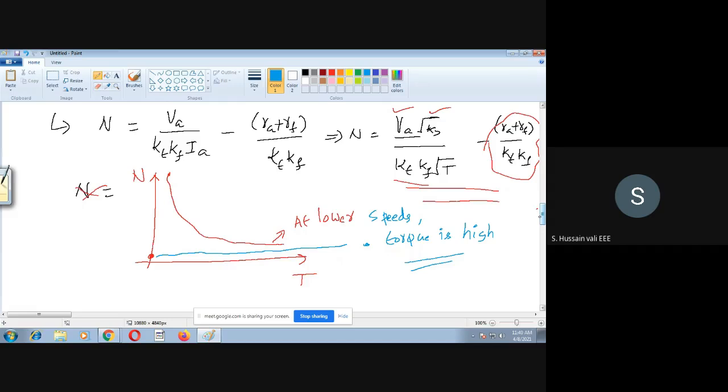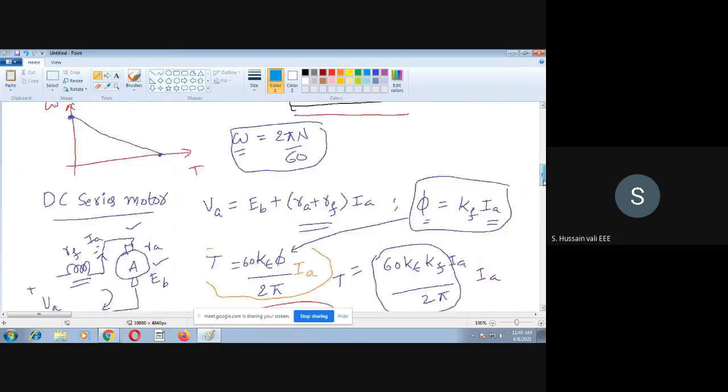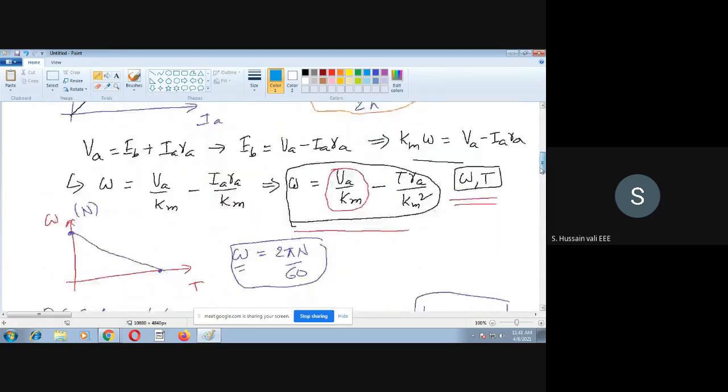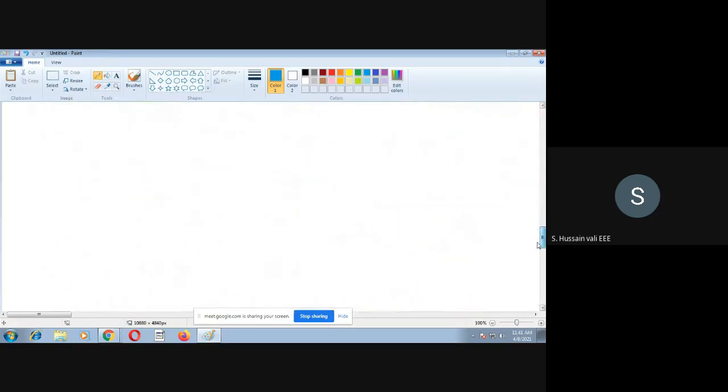Okay, so this is about separately excited DC motor and the DC series motor. Now some more motors are also there in the DC machines. We will discuss them whenever we require. Right now, we require only these two.